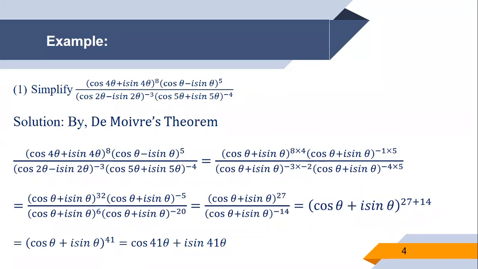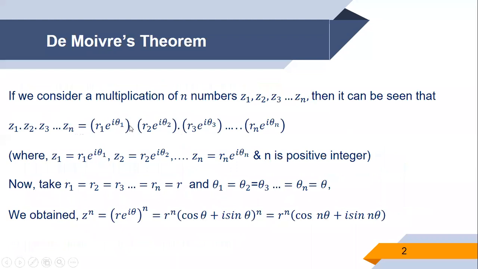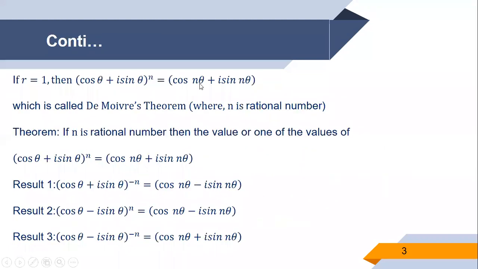So simplify (cos 4 theta + i sin 4 theta) raised to 8 into (cos theta - i sin theta) raised to 5, upon (cos 2 theta - i sin 2 theta) raised to minus 3 into (cos 5 theta + i sin 5 theta) raised to minus 4. Now this form we simplify using De Moivre's theorem. We know the formula (cos theta + i sin theta) raised to n is cos n theta + i sin n theta, and this form is given, then we convert in this form.